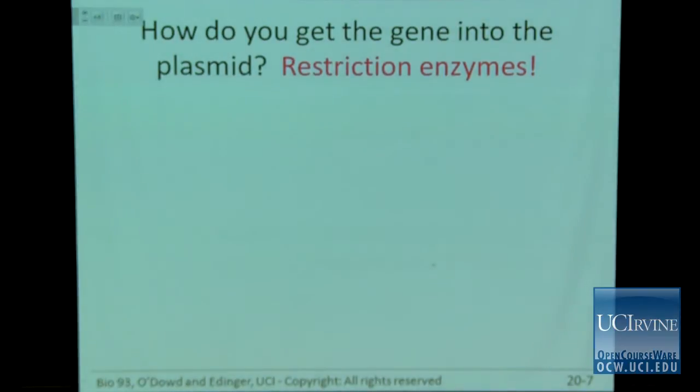Okay, back on track. We're going to talk about restriction enzymes. So how do you get your gene into that plasmid? He said one of the ways you could do it was using enzymes that cut the DNA into little pieces. These are restriction enzymes. They're restricted to cutting a certain sequence. That's not exactly where their name came from, but you can remember it that way.